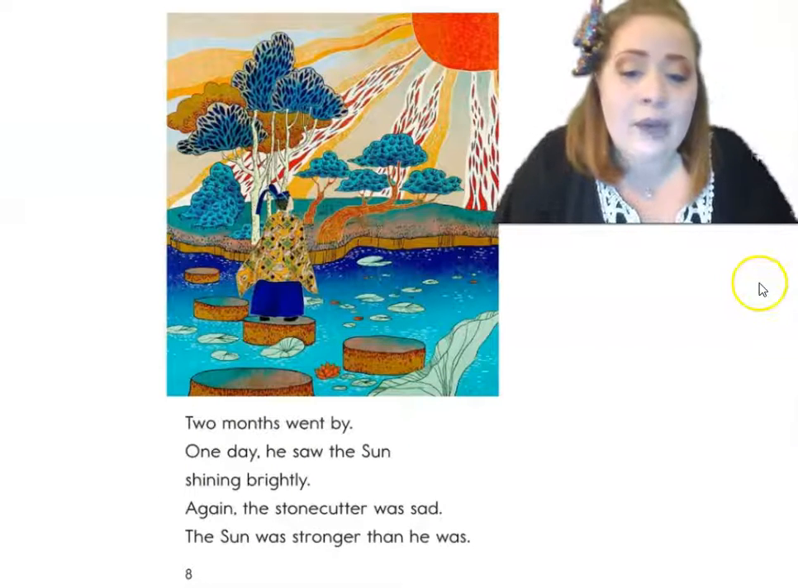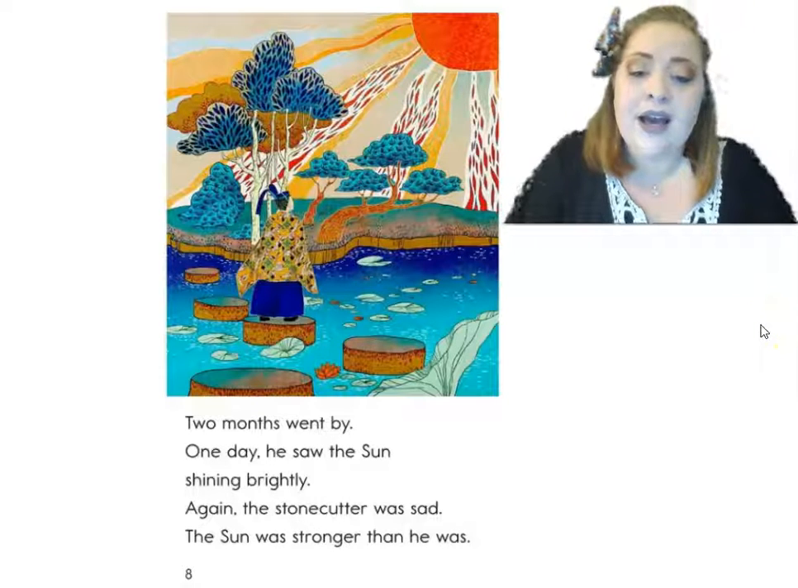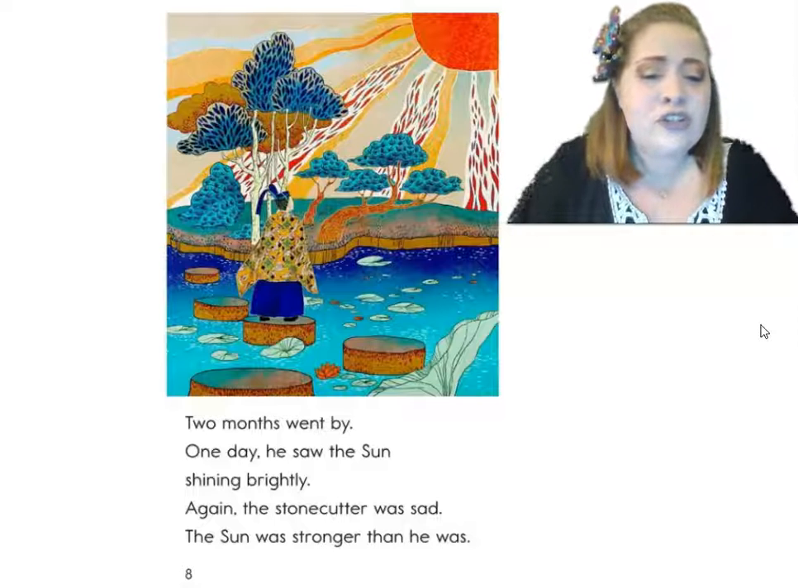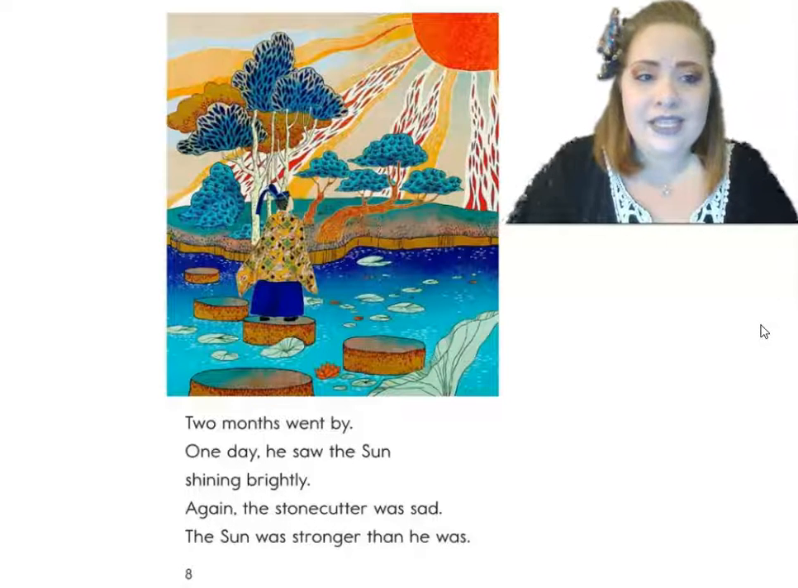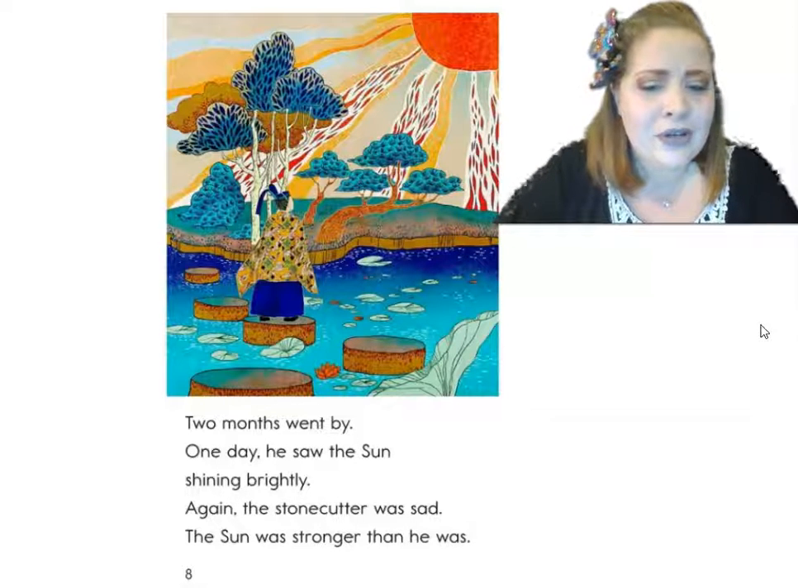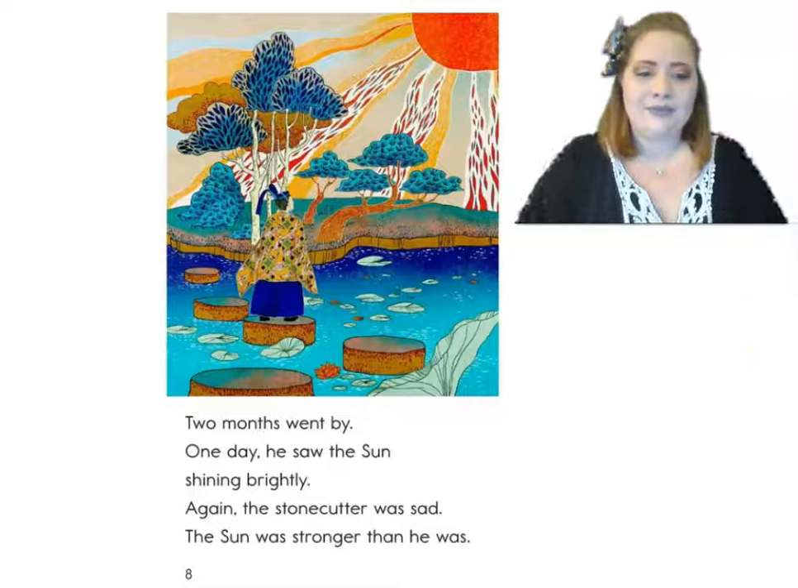Two months went by. One day he saw the sun shining brightly. Again, the stonecutter was sad. The sun was stronger than he was. Hmm. Based on the series of events that we've seen so far in this book, what do you think the stonecutter is going to do? What do you think? Let's see if you're right.